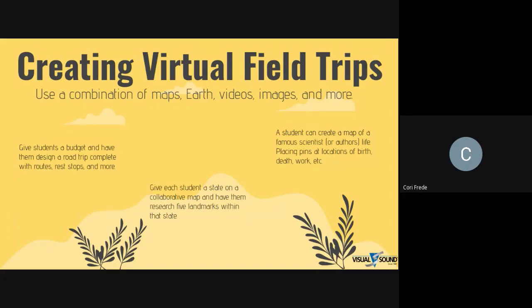Another option, again using Google Maps, is to create a collaborative map. Just like any other Google Drive file, you can share the My Maps. With this type of assignment, each student gets a state. Then within that state, they have to do research and find landmarks. This is a really good assignment for those younger grades that you normally would see these state projects in.